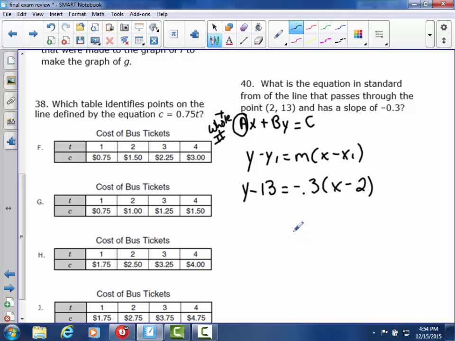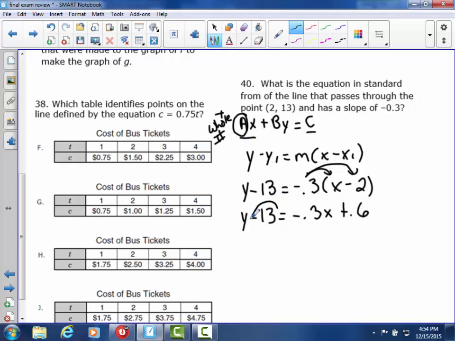Okay. Then we want this to look like this. Well, it doesn't have parentheses, so I'm going to get rid of the parentheses. Okay, so I have equals negative 0.3x plus 0.6. Still have the y minus 13 over here. Okay, I notice that c is a number all by itself on the right-hand side, and x is over on this side. So I'm going to do two things at once.